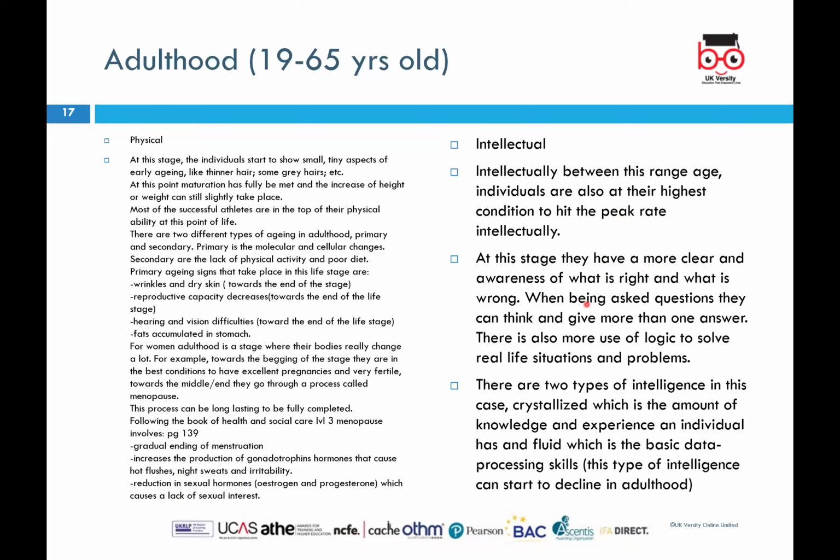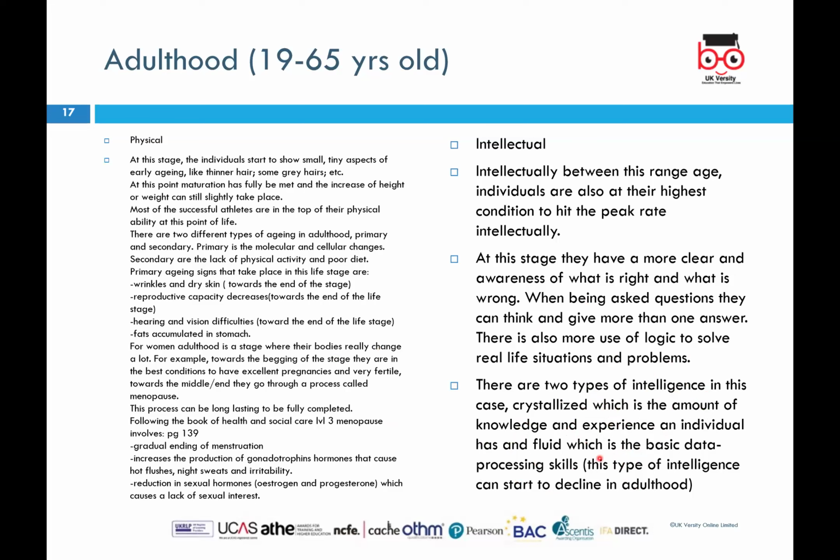They also use logic to solve problems and situations. And they have two types of intelligence: crystallized, which is the amount of knowledge and experience an individual has, and fluid, which is the basic data processing skills. So there's two types of intelligence in adulthood. They have the knowledge, which is the crystallized form of intelligence, and the basic data processing skills, which is known as fluid.